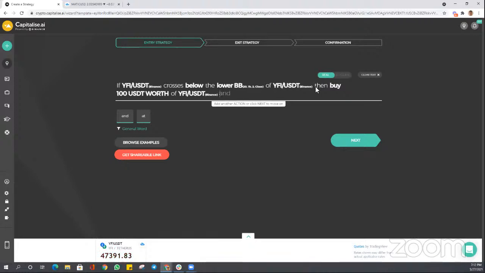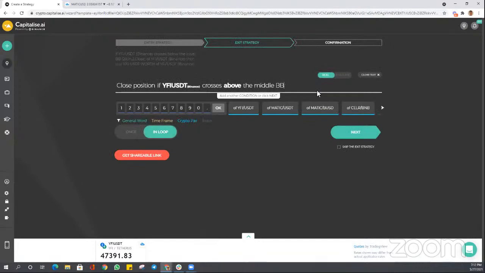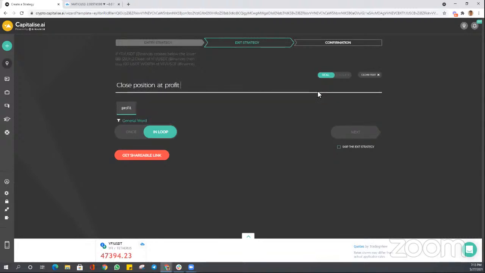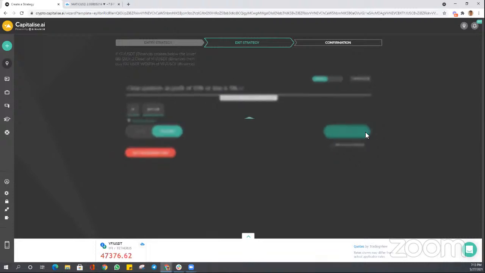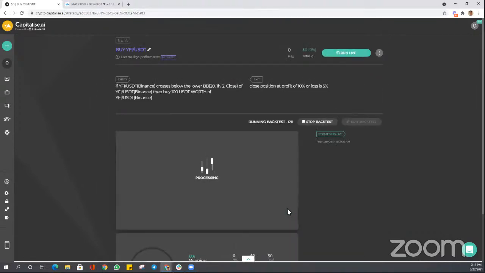So for the first strategy, let's leave this constant, and let's change the exit. So instead of using the indicator, let's just use profit and loss. So at profits of 10% or loss of 5%. Let's see how that plays out. And I'm just going to go ahead and backtest this. And this is a quick way for you traders to optimize your strategy while they're running.